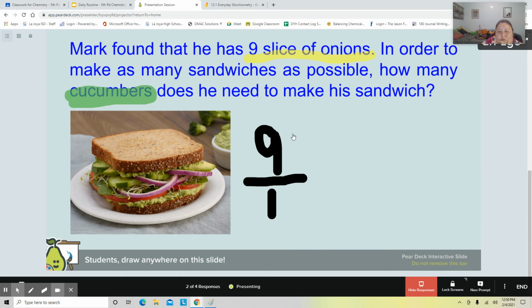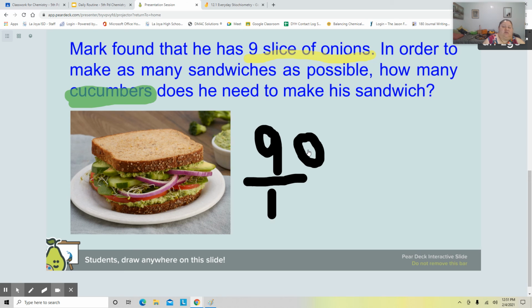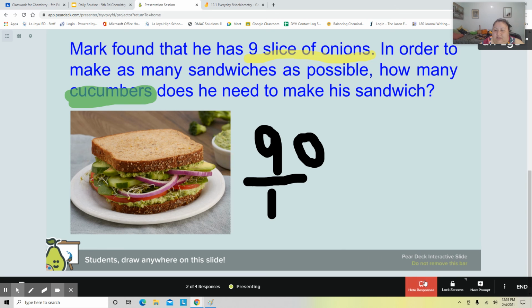9 O, right? O for onion. Very good. O for onion. You need to include the unit. You must include the unit. Or in this case, not necessarily the unit, the element you're working with. Because the unit would be slices. Okay, but we don't care about unit. Just put 9O.